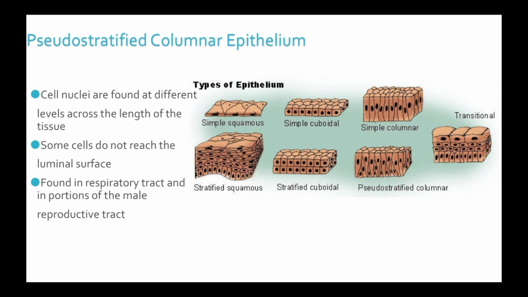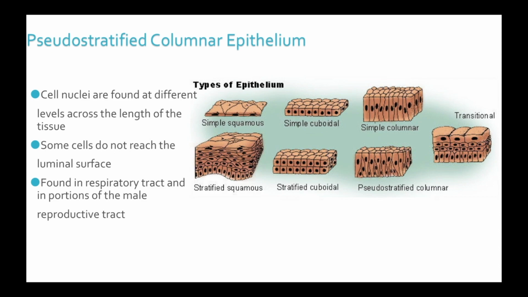Pseudostratified columnar epithelium. The cell nuclei are found at different levels across the length of the tissue. Some cells do not reach the luminal surface, and they're found in the respiratory tract and in portions of the male reproductive tract. So again, as the name indicates, they are pseudostratified columnar epithelial cells.